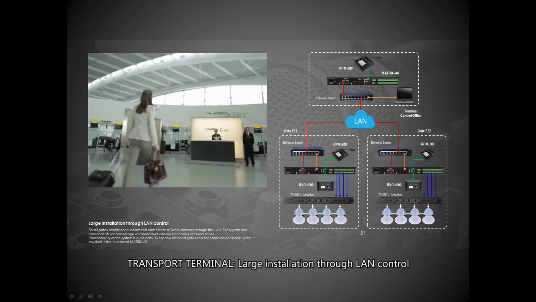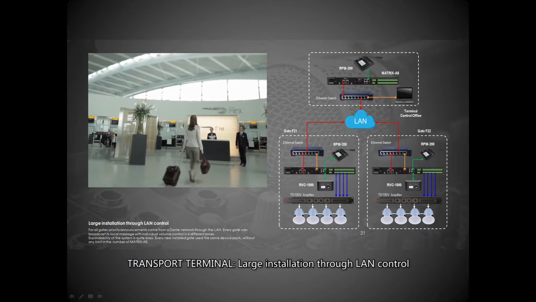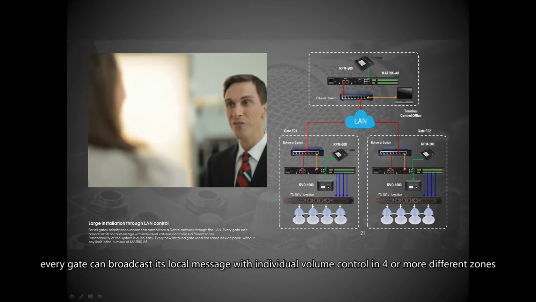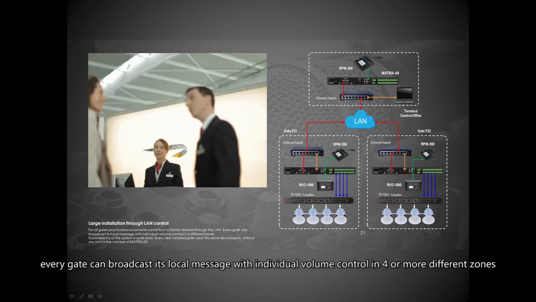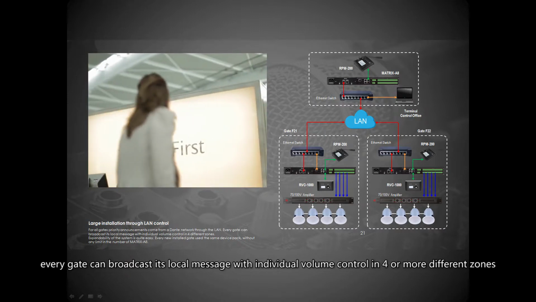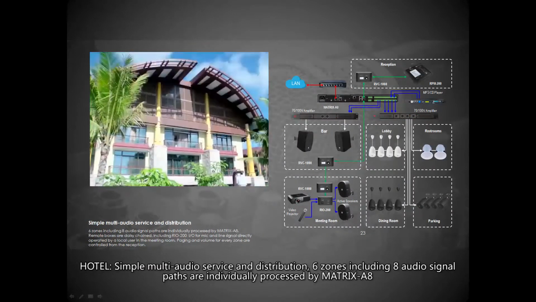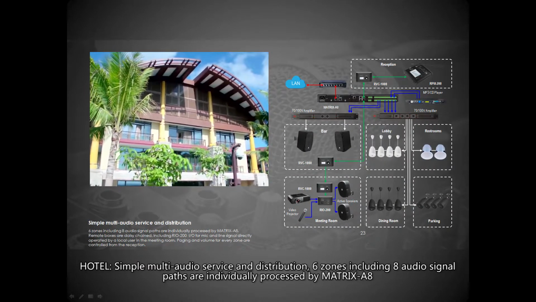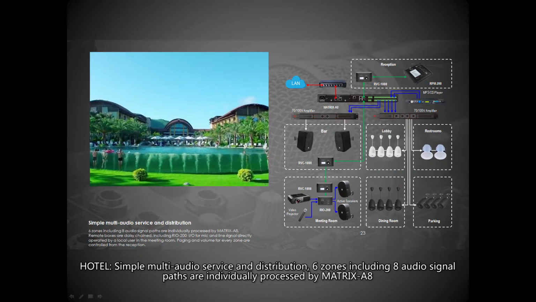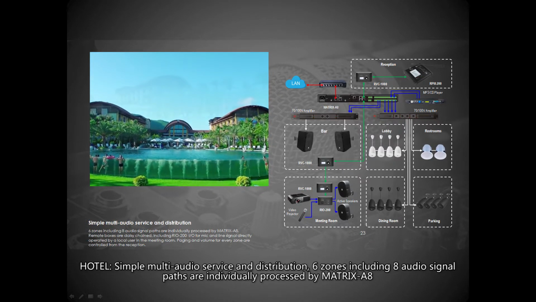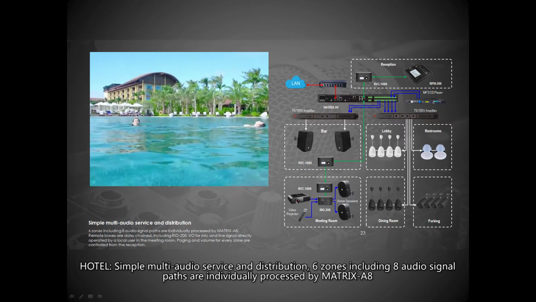Transport terminal. Large installation through LAN control. Every gate can broadcast its local message with individual volume control in 4 or more different zones. Hotel. Simple multi-audio service and distribution. 6 zones, including 8 audio signal paths, are individually processed by MATRIX-A8.